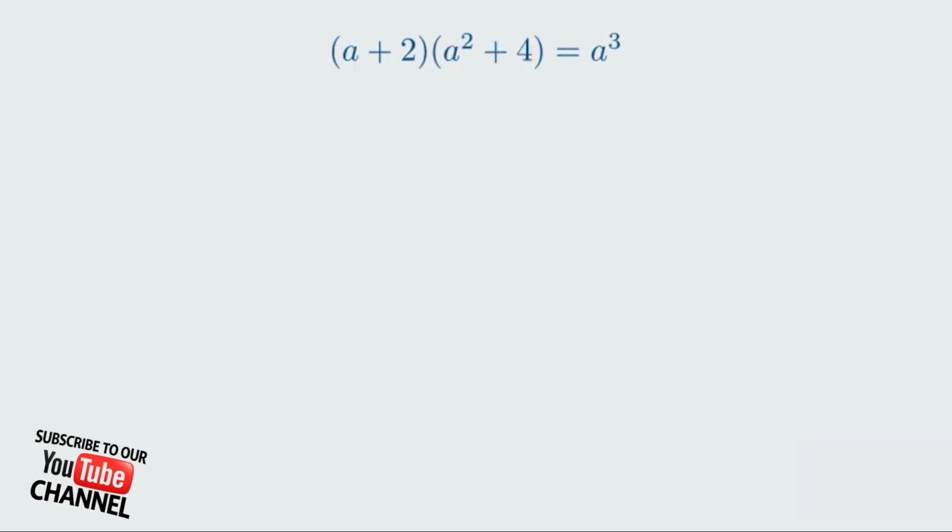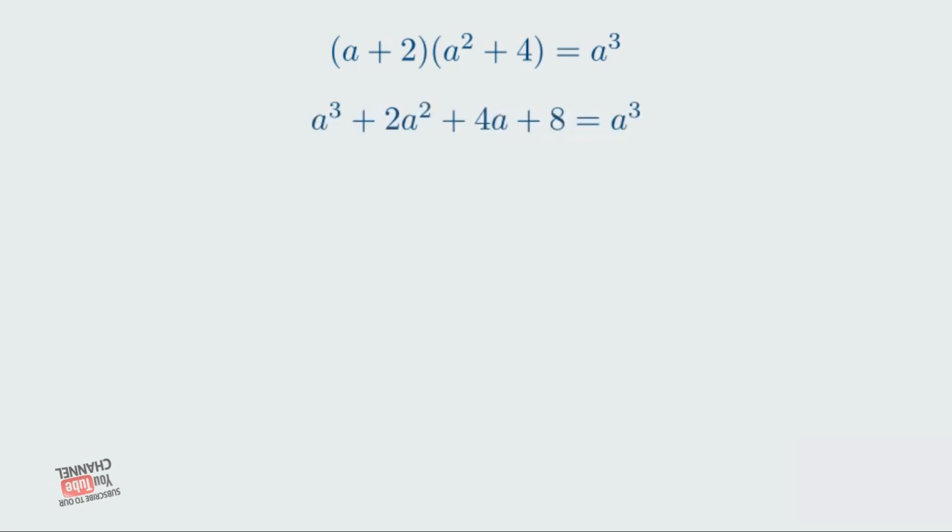Our next step is to expand the left side using the distributive property, or FOIL. We multiply a by a squared, then a by 4. Then we multiply 2 by a squared and 2 by 4. This gives us a cubed plus 4a plus 2a squared plus 8. The equation is now a cubed plus 2a squared plus 4a plus 8 equals a cubed.